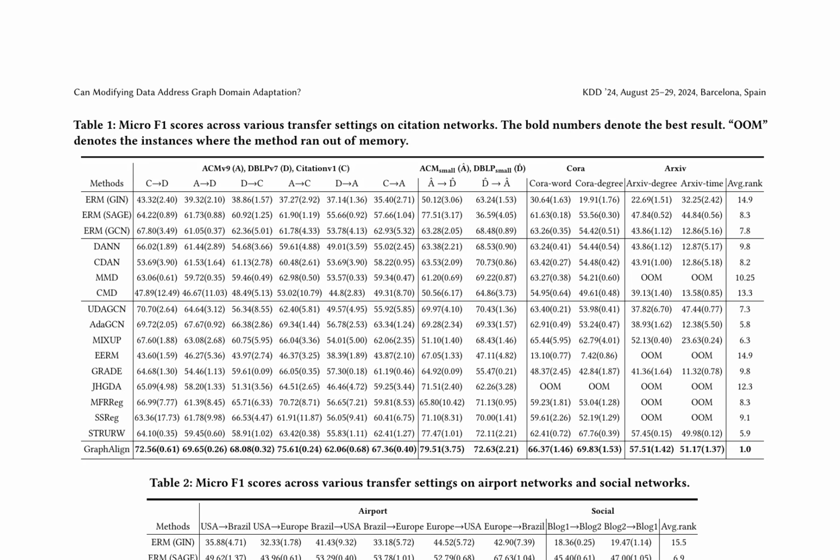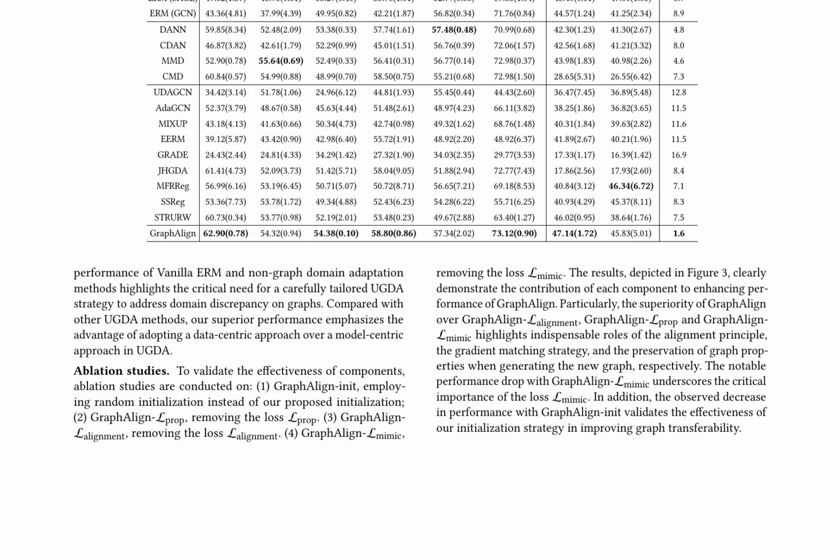The authors conduct ablation studies to validate the effectiveness of each component in GraphAlign, including the initialization strategy, the alignment principle, the gradient matching strategy, and the preservation of graph properties. The results demonstrate the importance of each component in enhancing the performance of GraphAlign. The authors also analyze the effects of hyperparameters, including the reduction rate, the coefficients for the alignment loss, and the gradient matching loss. The results show that GraphAlign consistently outperforms the best baseline model across different hyperparameter settings.